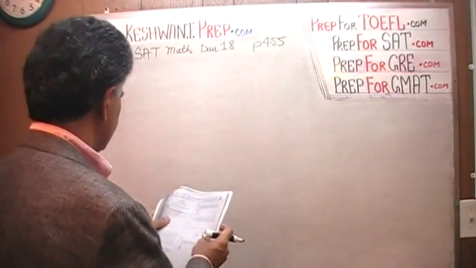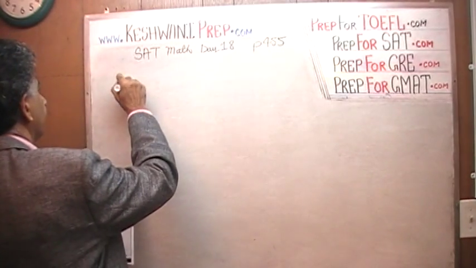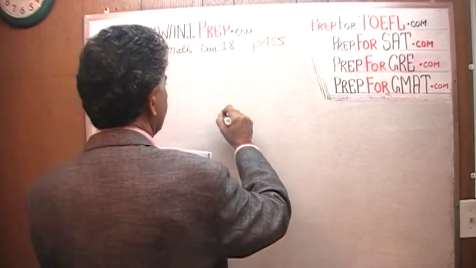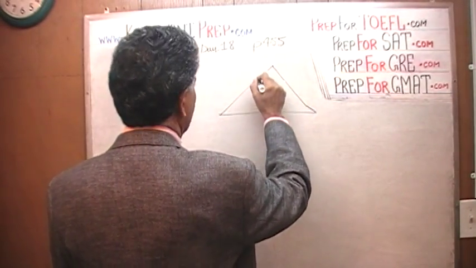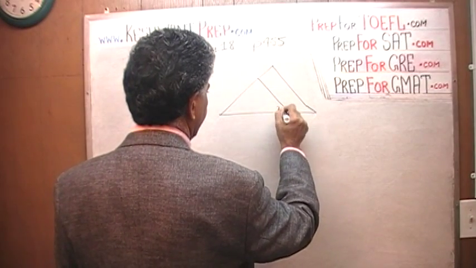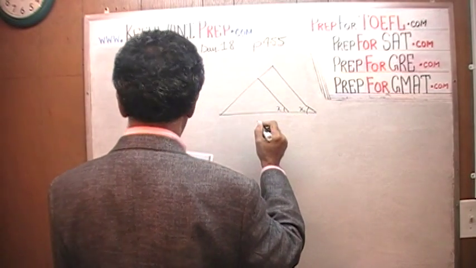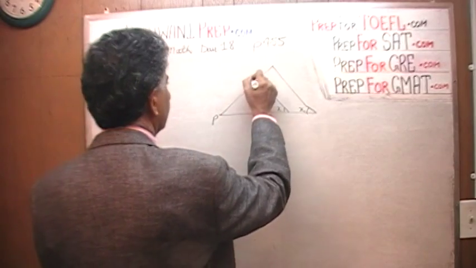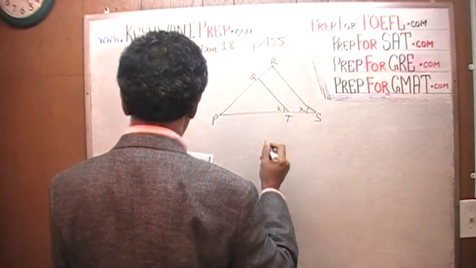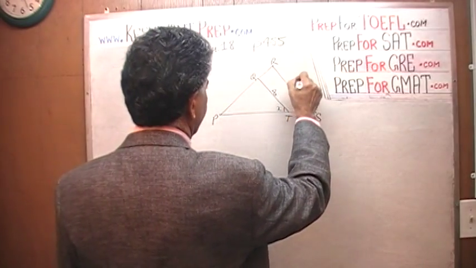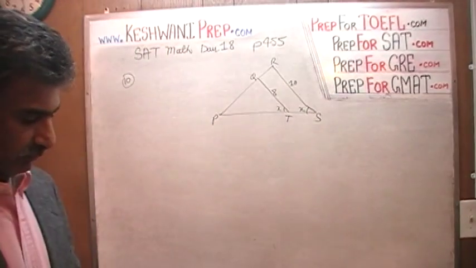This is what we are given in problem number 10. We are given a triangle here, and inside it we are told that this line is at x degrees, and so is this one. We have P, Q, R, S and T. We're told this is 8 and this is 10. This is the picture as it is given to us.